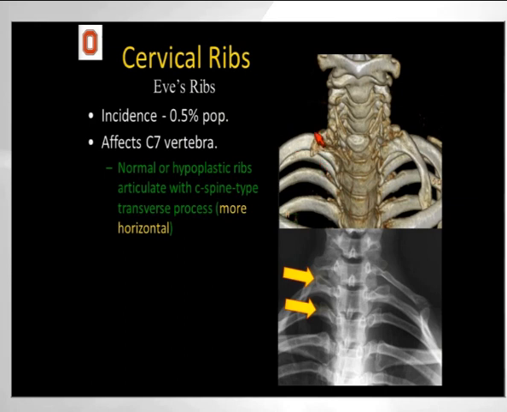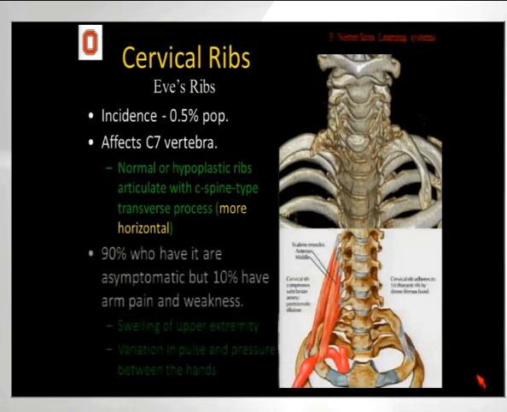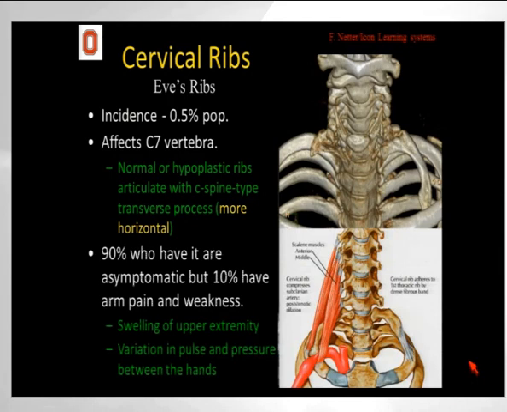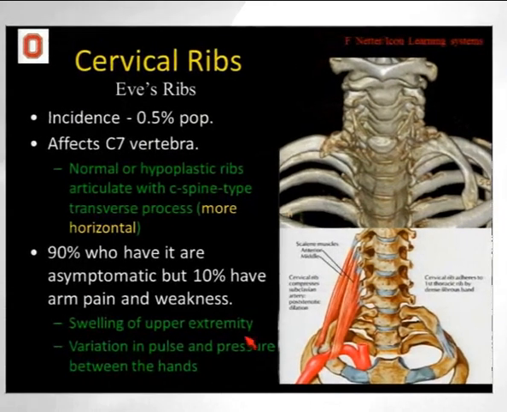Now note that the ribs can either be hypoplastic, normal size, or relatively large. And therefore, in some patients, you can have symptoms, and in fact the literature is quite generous in telling us that 1 in 10 people will end up having some type of symptom, either pain, swelling, or weakness.